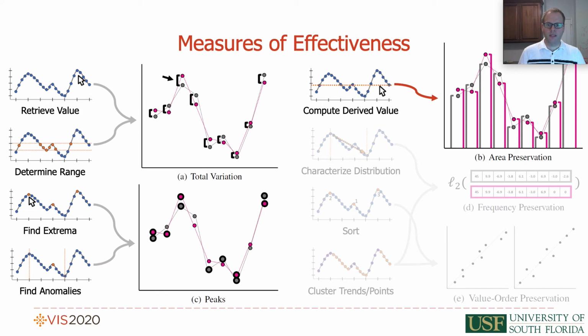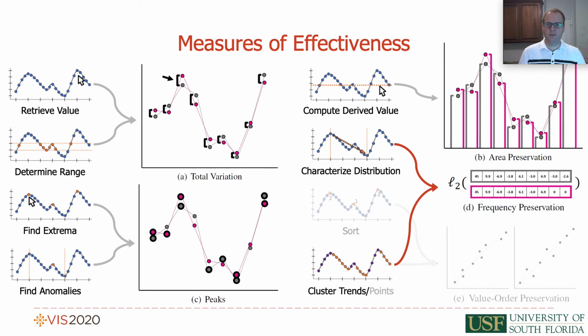For the compute-derived value task, we use a measure of area preservation, which is the difference in the integrals of the input and smooth data. For the characterized distribution and clustering trends task, we use a measure called frequency preservation, which is an L2 norm of the frequency domain. Finally, for the sorting and clustering points tasks, we use a measure that we call value order preservation, which is based upon Pearson and Spearman correlations of the input and output data. You'll find the details of how all of these measures are calculated within our paper.